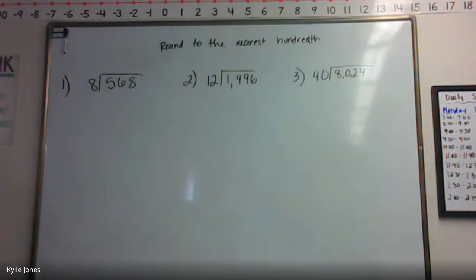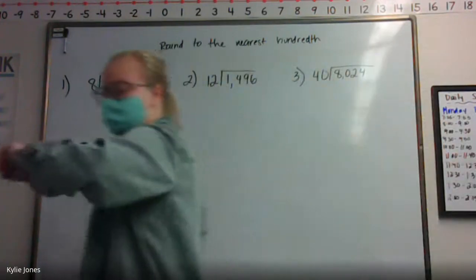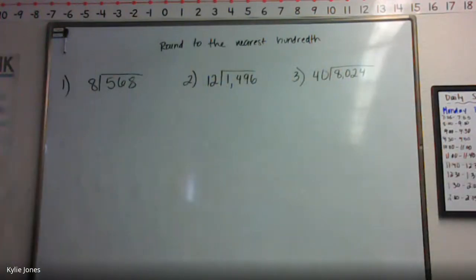71. You just want to round it to the nearest hundredth. So where's 71 by round? Round up or round down? You get 1, you get 2 more too. Right on the top.